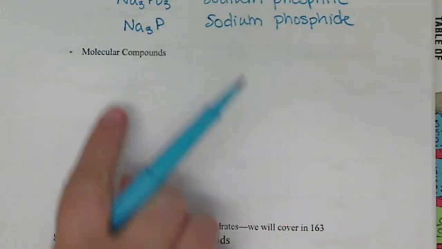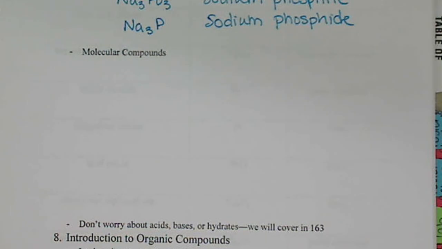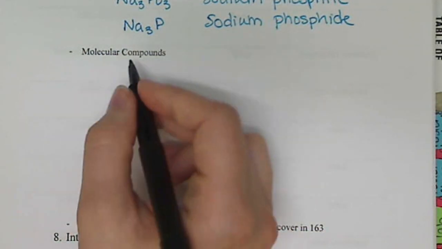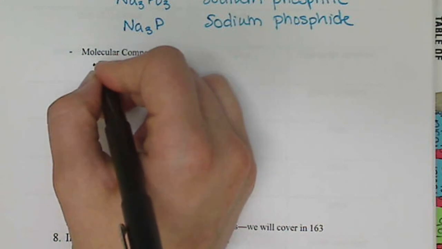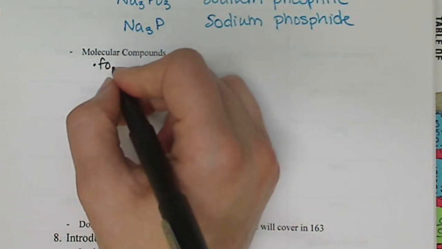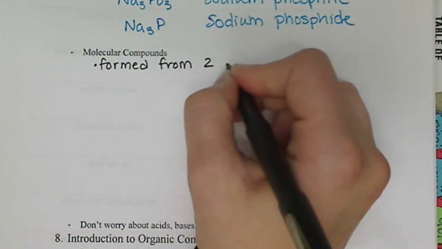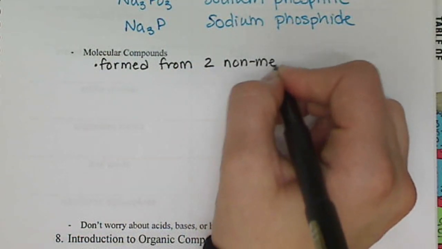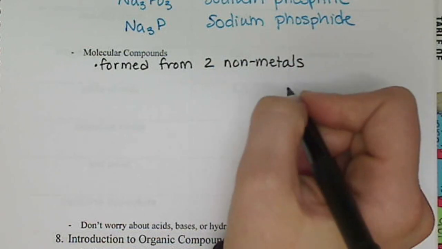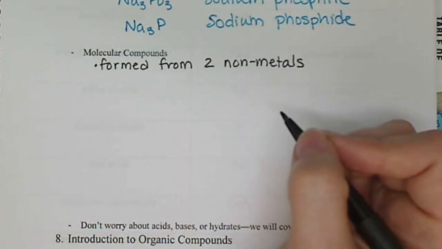Molecular compounds. Okay, molecular compounds, these are written in their molecular formula. So again, we could have a 2:2 ratio, we could have a 6:6 ratio, we could have a 2:1 ratio. Varies for everything. Okay, molecular compounds, these are going to be formed from 2 nonmetals. So if your formula starts with a nonmetal, it has to be a molecular compound.